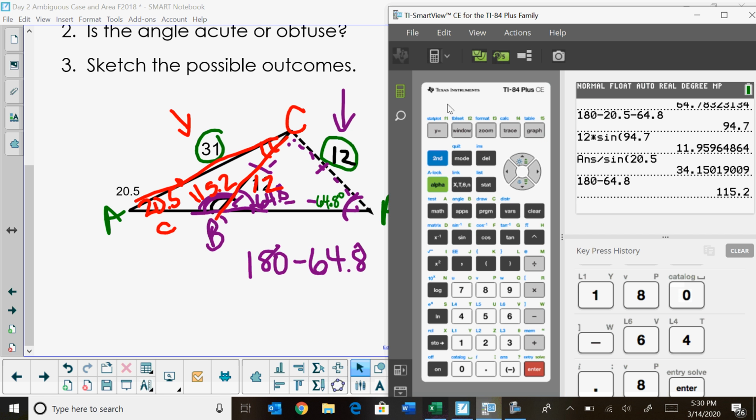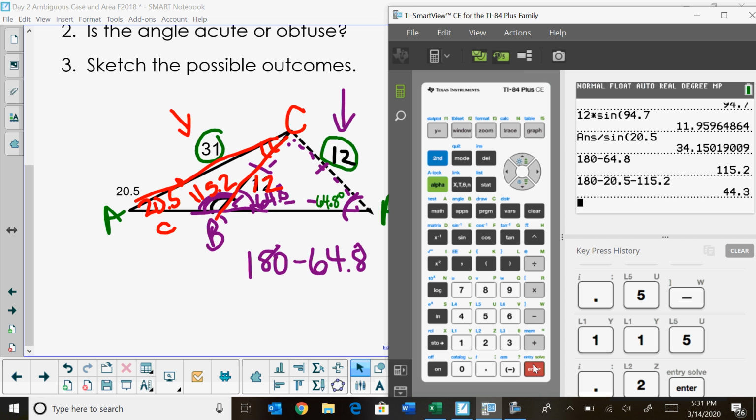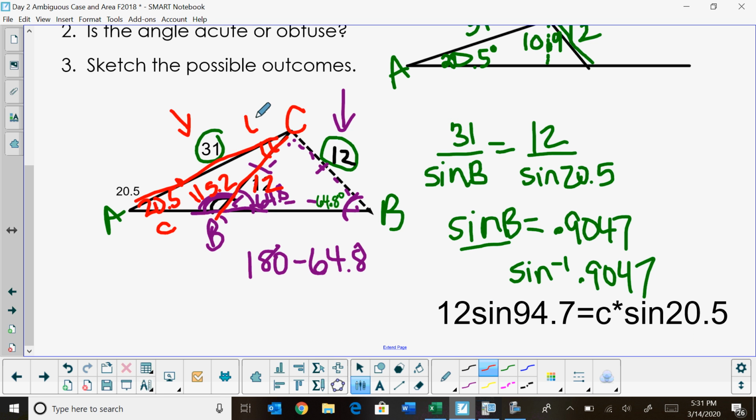To calculate the new C, I'm just going to take 180 minus A, which is 20.5, and minus the new B, which is 115.2. And we get a new C of 44.3. So 44.3 is my second possibility, and I'm going to call that C prime. And then what about little side C?